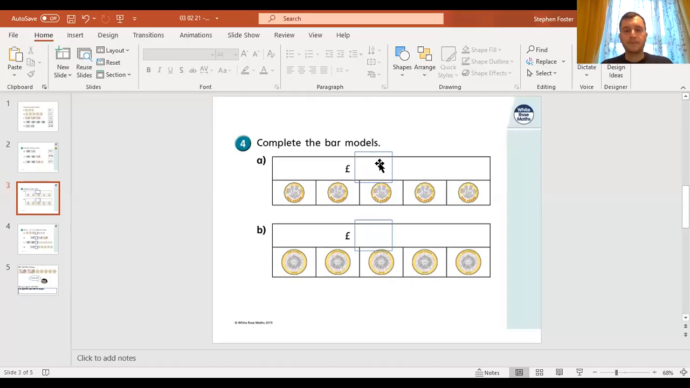So the first one, 1, 2, 3, 4, 5 £1 coins is simply just going to be £5. The next one, 2, 4, 6, 8, 10. I'm counting in twos because they are £2 coins. So that totals £10. Well done if you had that.